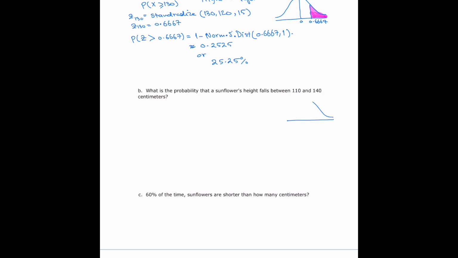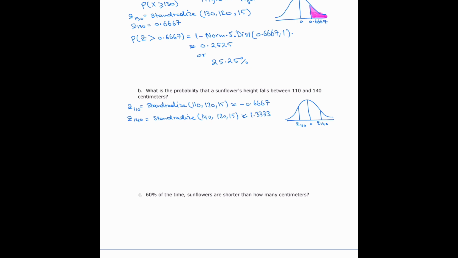Same exact thing. So here is the 0 in the middle. We want to find the z-score of 110 and the z-score of 140. So we're going to standardize z of 110, which is STANDARDIZE 110, comma, the mean 120, comma, standard deviation. This is going to be approximately negative 0.6667. You can try that on Excel. And then we're going to standardize the 140 as well, or compute the z-score, which is going to be approximately 1.3333.